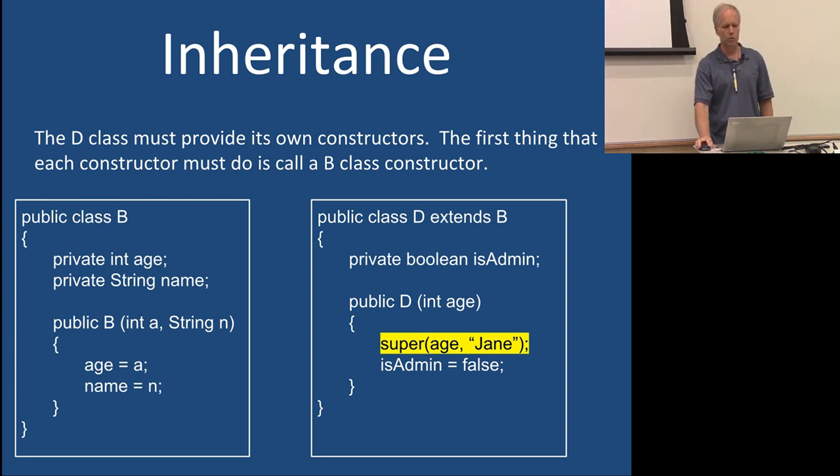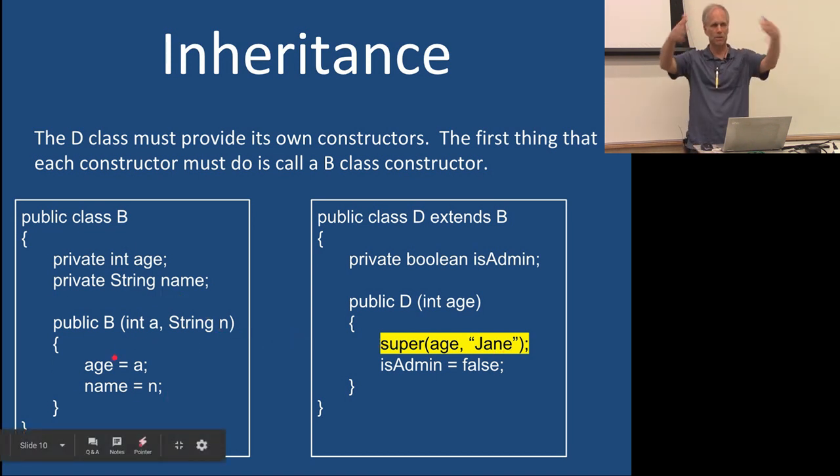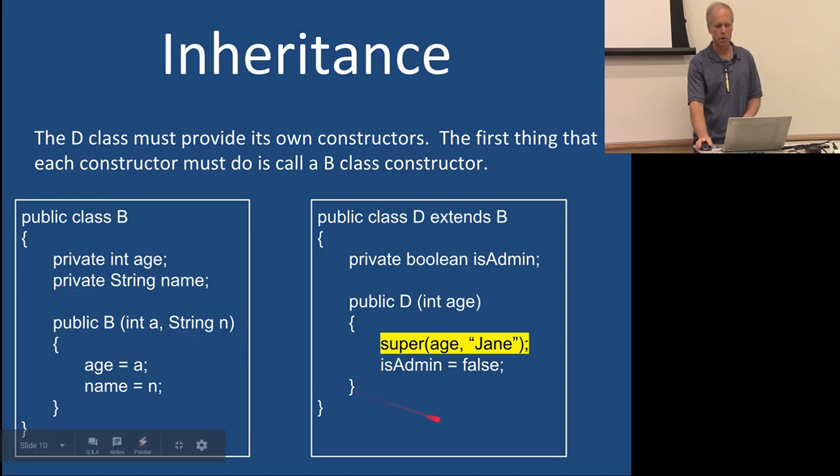And so I've shown you one way of doing it. I have a D constructor that takes an age as a parameter. This is how you call the base class constructor, which sets the age instance variable to whatever this is, and it sets the name to Jane. So this calls that constructor, and you're calling it to initialize the private instance variables that are specific to B. Then you can initialize your own instance variables.